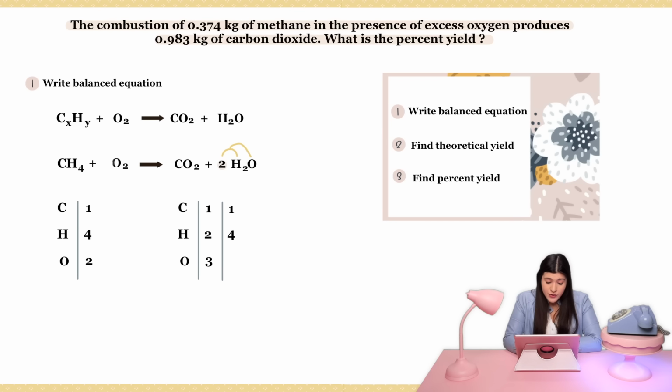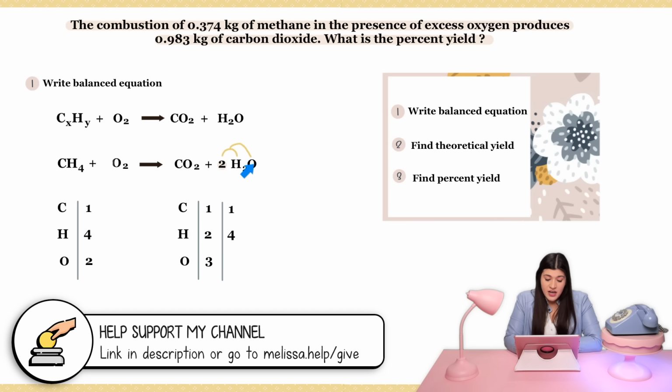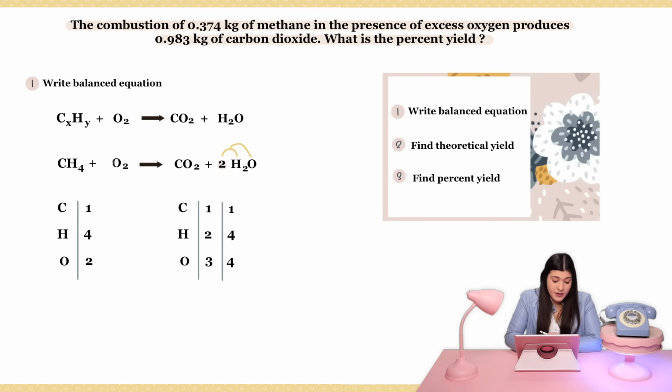Our oxygen will also change because we have 2 times 1, since there's no subscript there really, so 2, but that's not it because I still have an additional 2 here, so 2 plus 2 gives us 4. So now we have 4 oxygens. Okay, so now that we have this, the last thing we have to do is just balance out our oxygens.